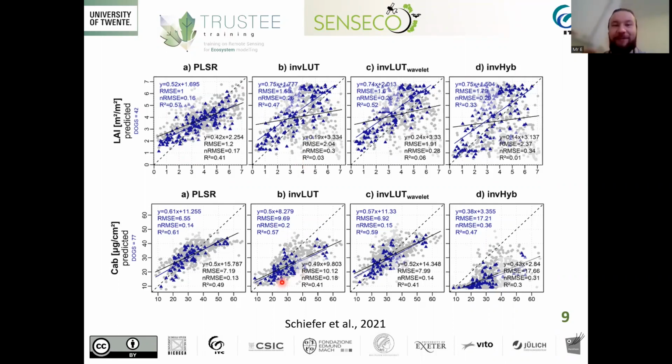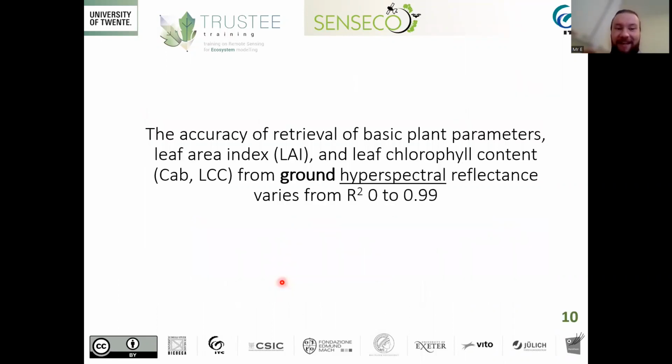So the motivation was that the accuracy of retrieval of basic plant parameters, leaf area index and leaf chlorophyll content, from ground hyperspectral reflectance varies from 0 to 1 in practice, and it's more often closer to 0. So how can that be? What is the bottom line below which we should say maybe we do not accept these retrievals anymore, because you don't use your data or you misuse your data?